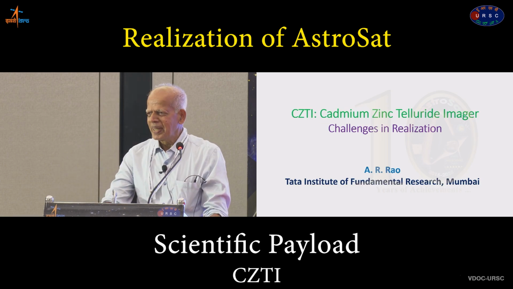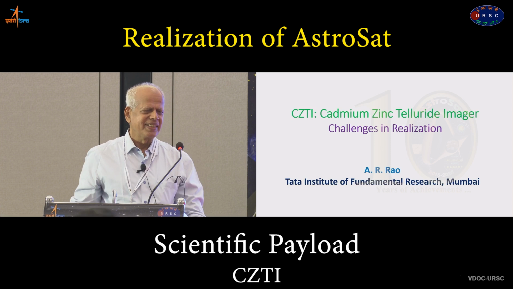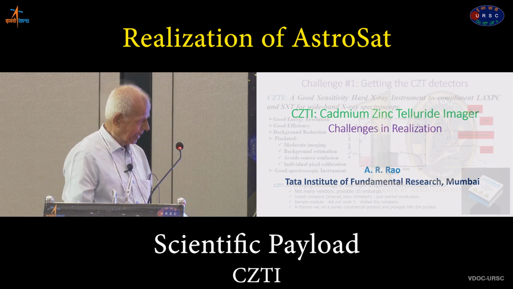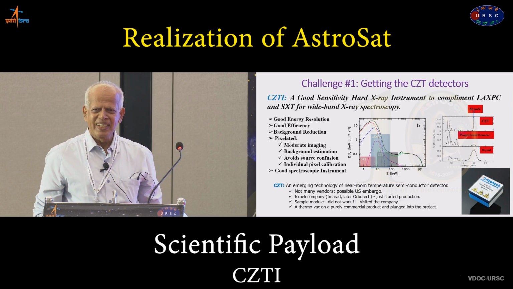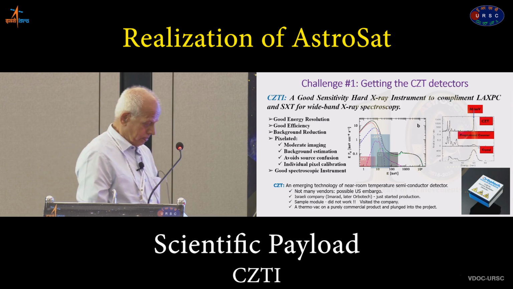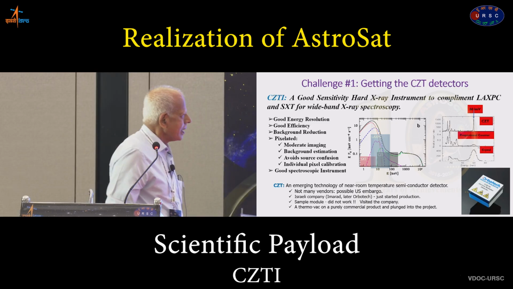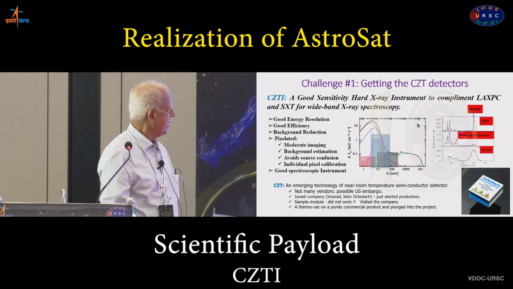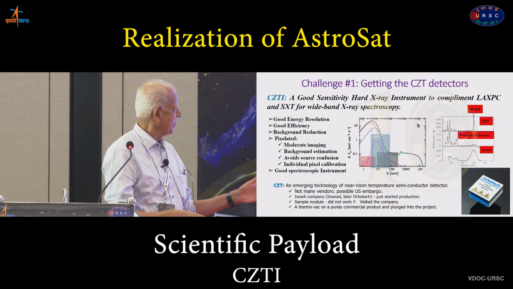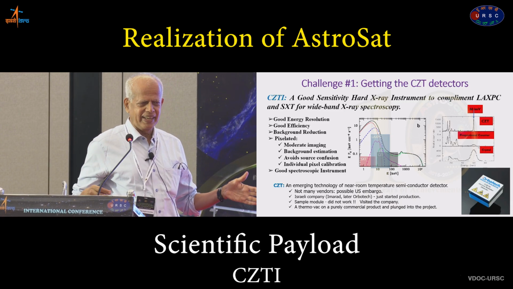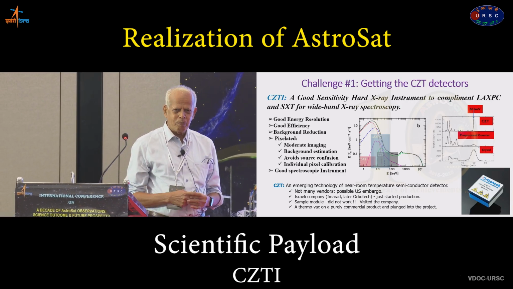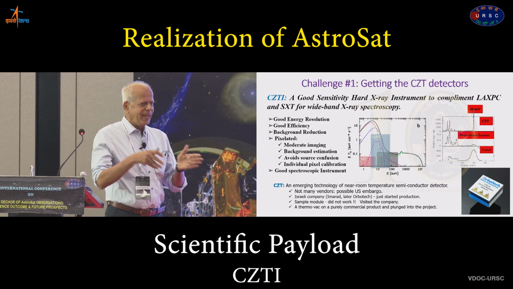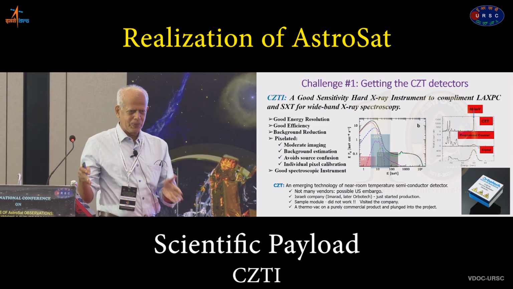Now, if I want to summarize the challenges of making this instrument, CZTI, I'll select only a few of them. Challenge number one, even getting the CZT detector. During design, the major X-ray instrument was LAXPC, the larger detector, in the 10 to 100 keV or 5 to 60 keV range. At that time, it was decided that to get wideband spectroscopy, we need a soft X-ray, very good spectral detector, and at high energy we need to extend up to 100 or 200 keV.